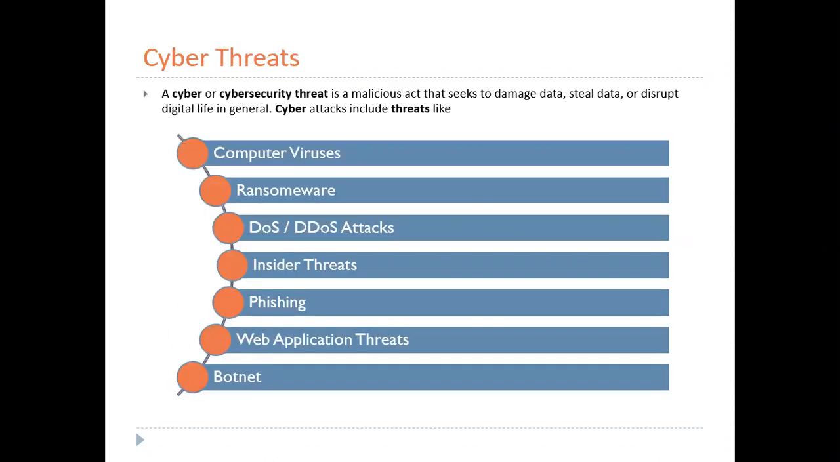Okay, so let's move on to what is a cyber threat. A cyber or security threat is a malicious act that seeks to damage data, steal data, or disrupt digital life in general. Cyber attacks include threats like computer viruses, ransomware, DoS or DDoS attacks, insider threats, phishing, web application threats, and botnets. Basically, a threat can be any malicious action which can affect your business, your work, or, like we discussed before, the CIA: confidentiality, integrity, and availability. If any one of these items is affected, that is a sort of threat.